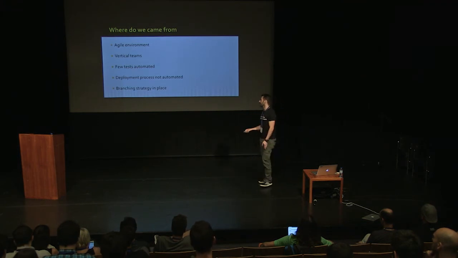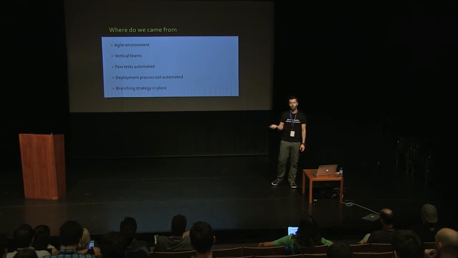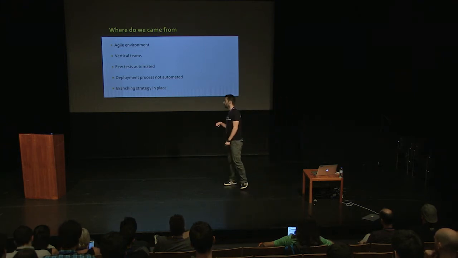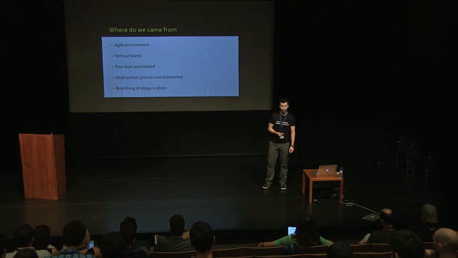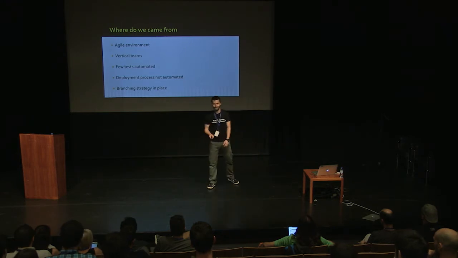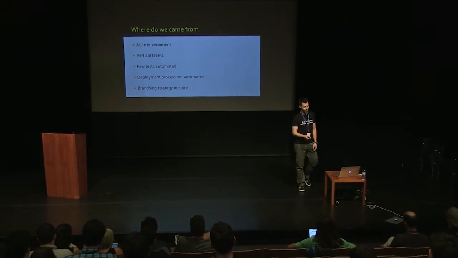And of course, we had a branch strategy in place. So we have the main branch. Now I'm talking about source control. And here I'm going to do something that testers usually don't do. I'm going to assume things. So I am assuming that everyone knows what a source control is and what a branching strategy is.